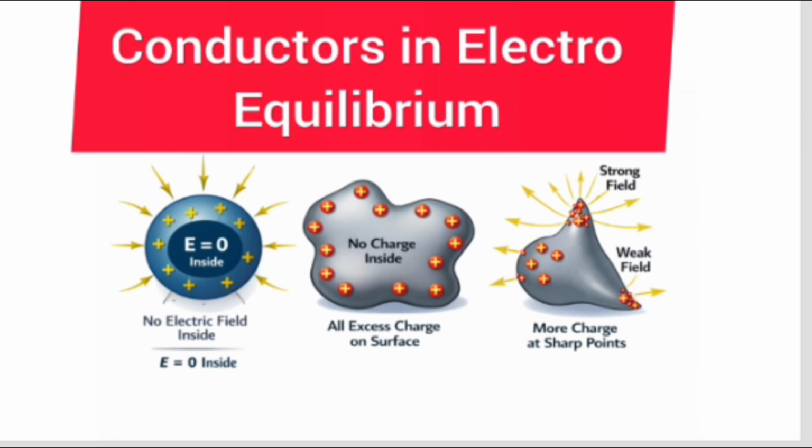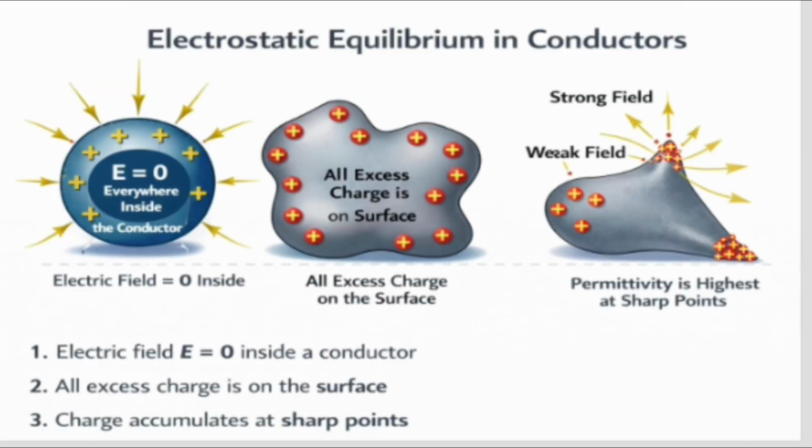These topics don't involve calculation that much. It's mostly concepts. These are the diagrams that I was showing. Everywhere inside the conductor, the electric field is 0, and all excess charge is on the surface. So it's just the same thing.